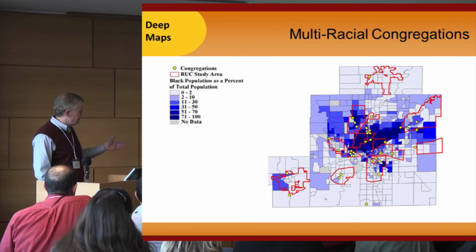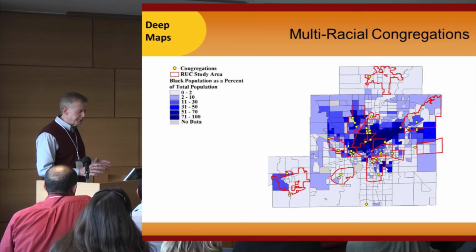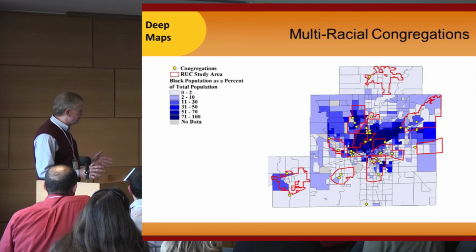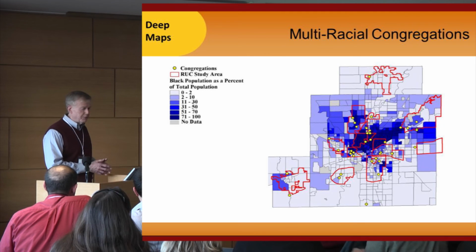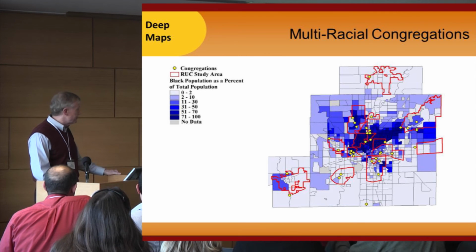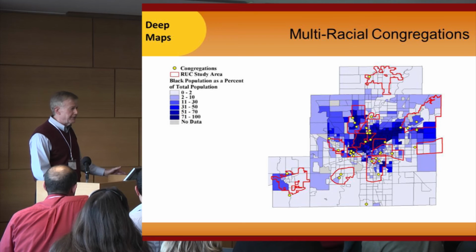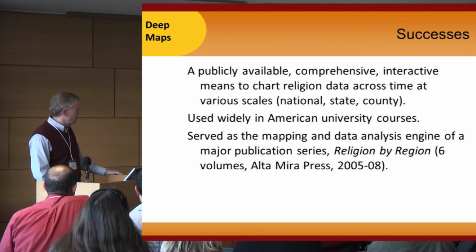We could also look at multiracial congregations. We could do a number of different things with census information, church location information, and religious adherence information to give us a better understanding of the way religious belief expressed itself in our area.